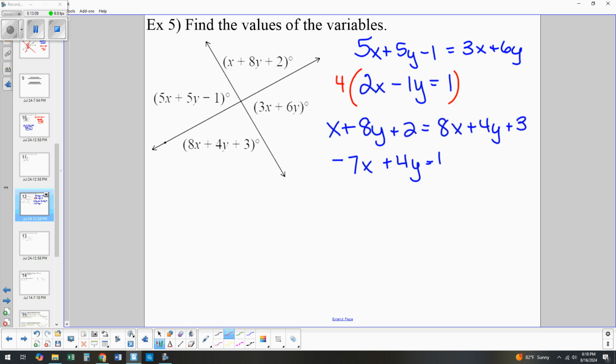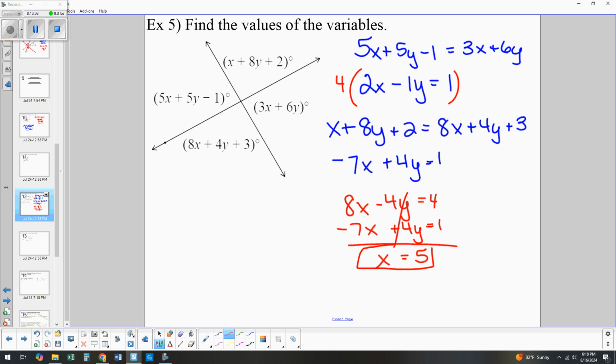So let's do that. We're going to have 8x minus 4y. Oops, that's a terrible 4. Equals 4. Don't forget, it has to go to everything in the parentheses. And I'm going to rewrite my other equation. So 8x minus 7x is x. My y's cancel. And 4 plus 1 is 5. So that's it. We've already solved for x.